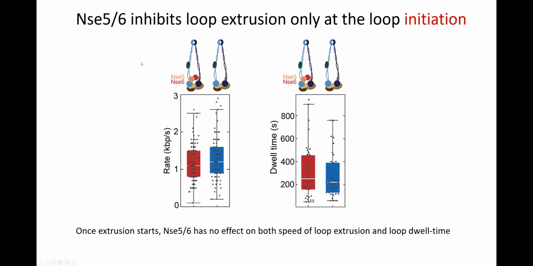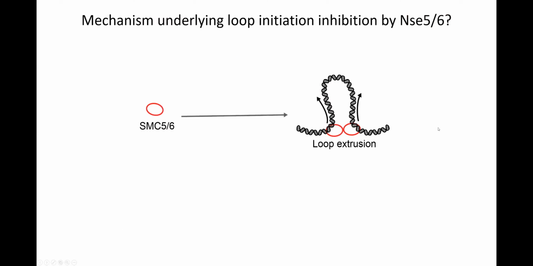However, when we compared the loop extrusion speed of SMC56 in the presence of NSE56 or not, and also the lifetime of the loop extrusion, we observed that both the loop extrusion rate and the loop dwell time were similar, suggesting this NSE56-mediated inhibition happens only at the start of the loop extrusion. So we were questioning what would happen for NSE56 to be able to inhibit the loop initiation process of SMC56.